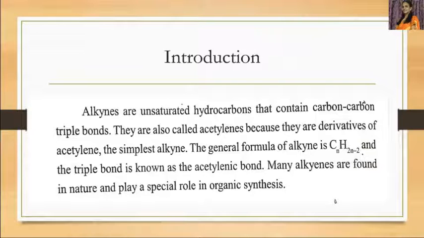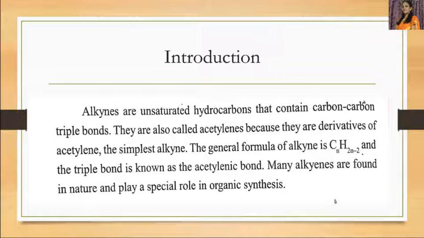Alkynes are unsaturated hydrocarbons which contain a carbon-carbon triple bond. So, unsaturated hydrocarbons which contain carbon-carbon triple bonds are called alkynes. So, what are unsaturated hydrocarbons? Unsaturated hydrocarbons are nothing but the hydrocarbons which contain carbon-carbon multiple bonds, that is, either a carbon-carbon double bond or a carbon-carbon triple bond. They are called unsaturated hydrocarbons. And in unsaturated hydrocarbons, we come across alkenes as well as alkynes. So, alkynes are the unsaturated hydrocarbons which contain carbon-carbon triple bonds.